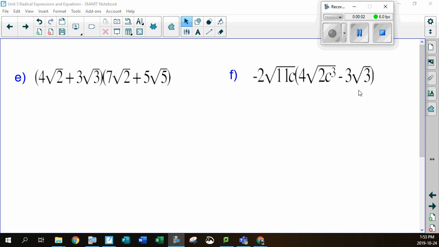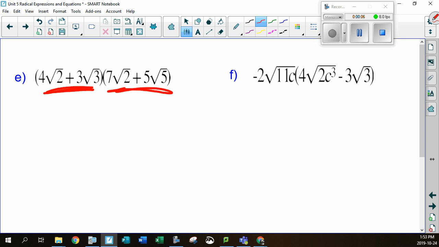Let's talk about this. We've got a really interesting looking pair of binomials here that we have to multiply out. But remember what we have to do every single time we've got a binomial. Yes, everybody's favorite, FOIL. So start off with this 4 root 2 and multiply it by that. And remember, it's always numbers times numbers, radicals times radicals.